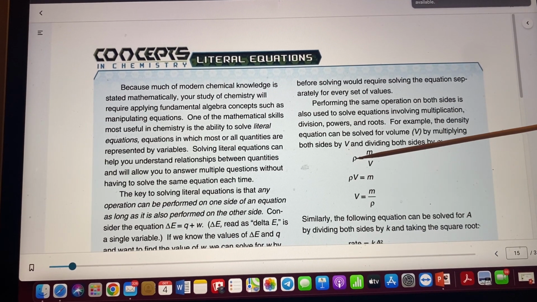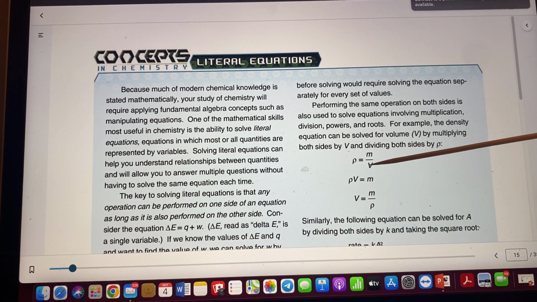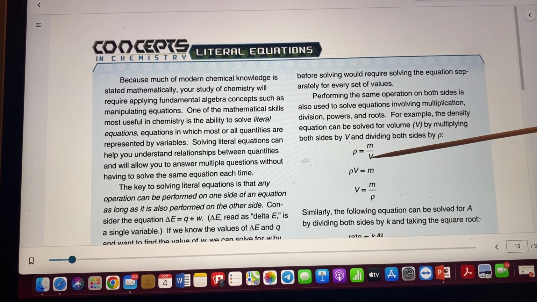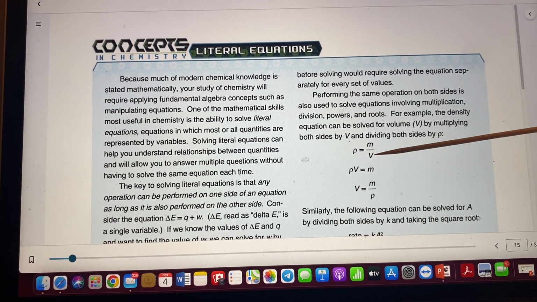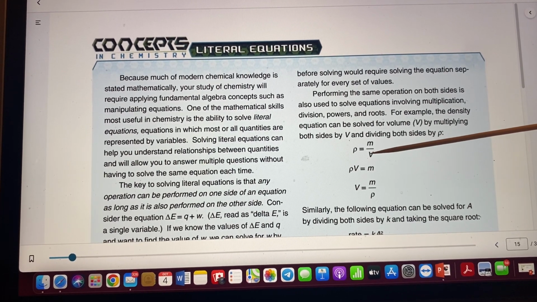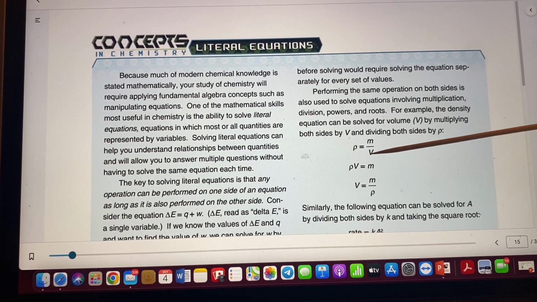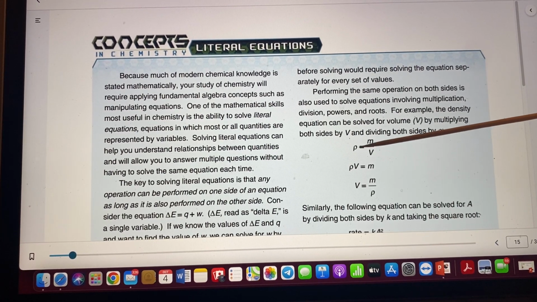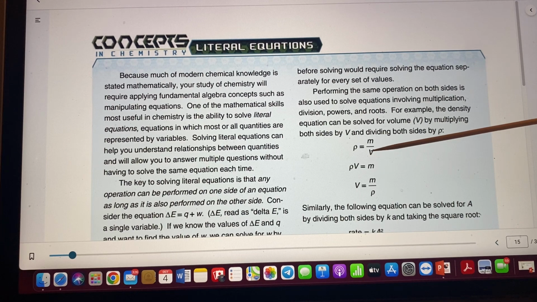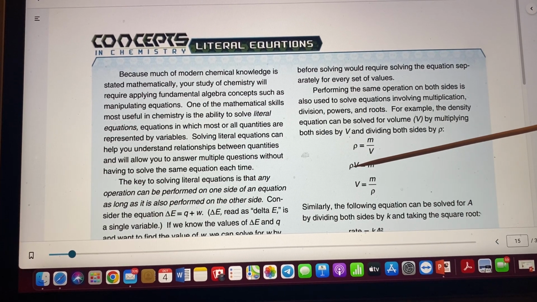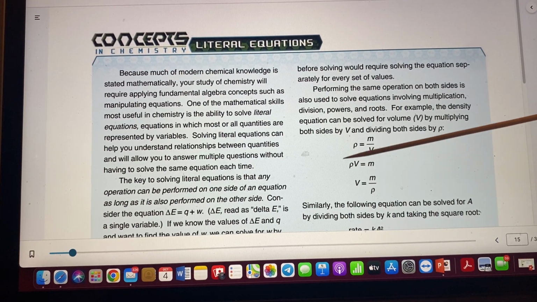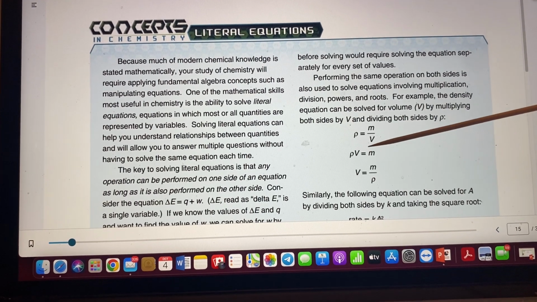Density, which is the P sign, equals mass over volume. Well, you can change this around pretty easily. So here's the P. Well, the volume here is the bottom. So if you're dividing it, you multiply it on this side. You always do the opposite on the side. So if you're multiplying, now you have P times volume equal mass. So this is the same equation, only changed around.